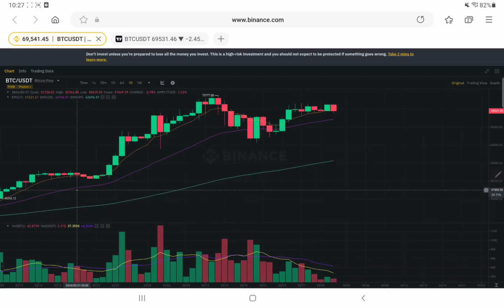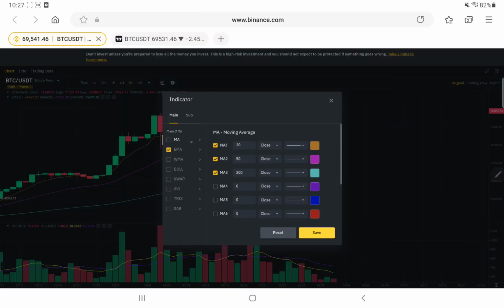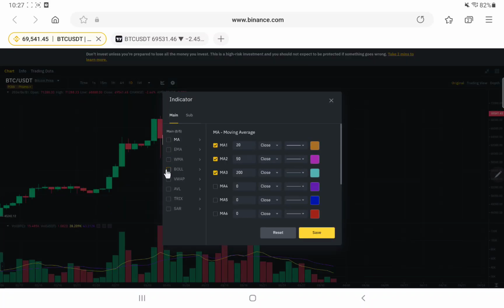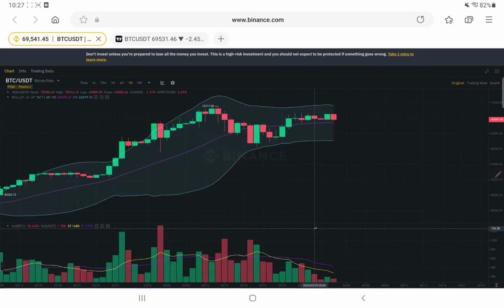Now let's have a look at some other stuff. Now this is where the lagging indicators come in, and these are the indicators I genuinely just don't like. I know a lot of people use them. I just don't really see the point.